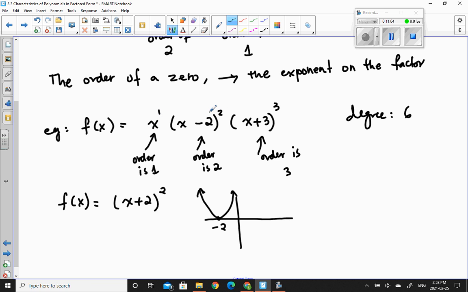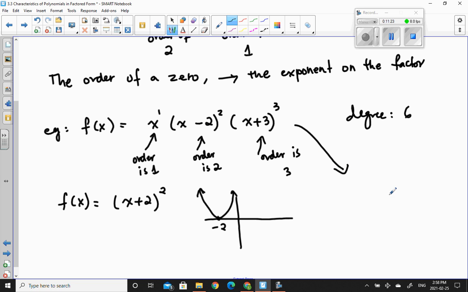Because this factor has an order of 2, at that 0, it's going to have a parabolic behavior. And because this is an order of 3, it can have cubic behavior at that point. So let's say I was trying to draw a possible graph of this.